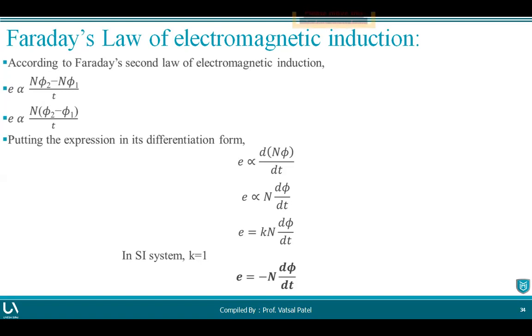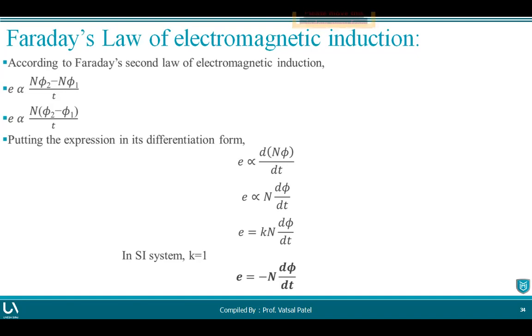When you put this equation in differential form, E is proportional to d(n phi) by dt, where phi is the resultant flux, phi 2 minus phi 1. Since n is a constant value that does not change with respect to time, we take it outside, and that's why it is written E is proportional to d phi by dt.